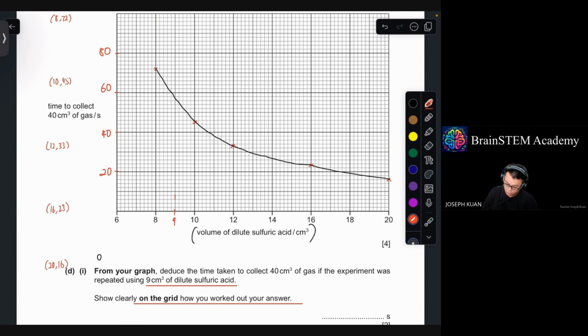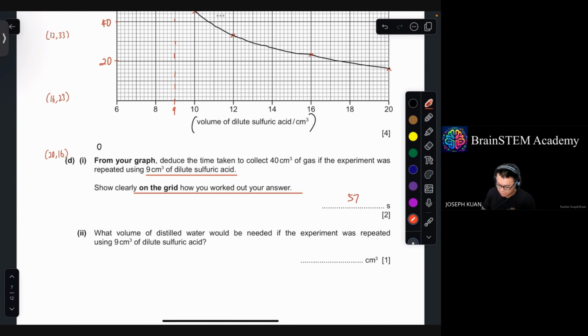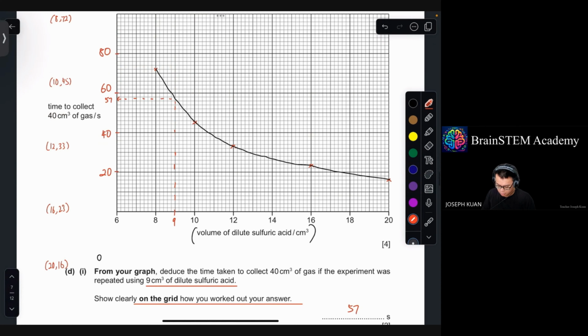We draw a dotted line, and that allows us to point it out. So it is about 57. Should be about 57. Right, so 57 seconds. Right, please don't draw real lines, okay, for this because it's only a reference. So you use dotted lines.